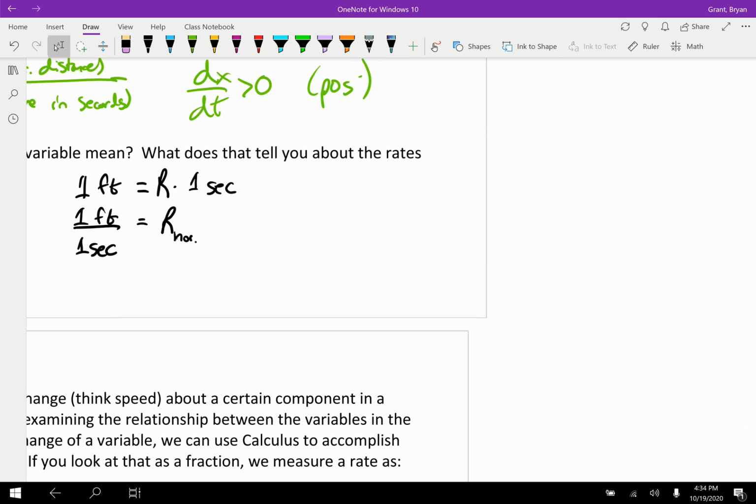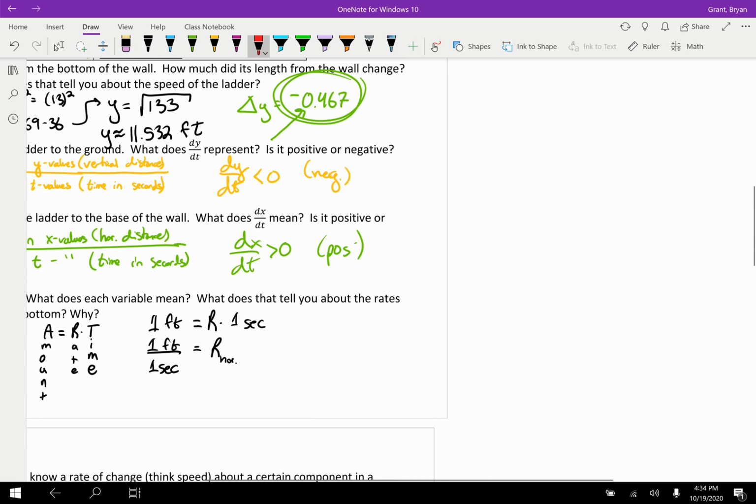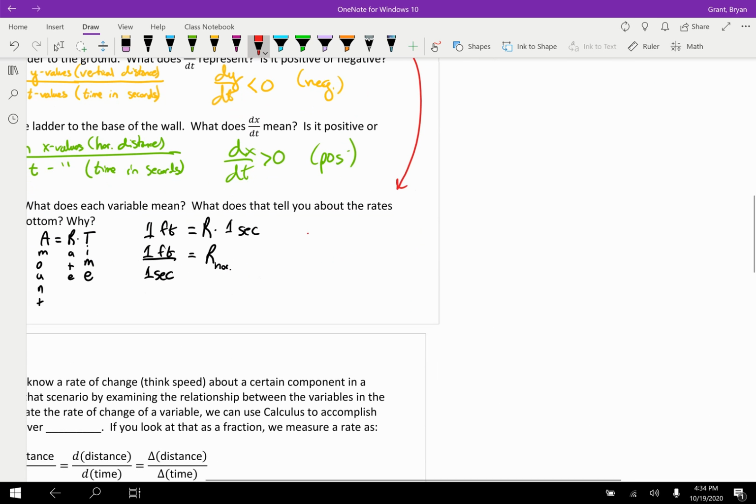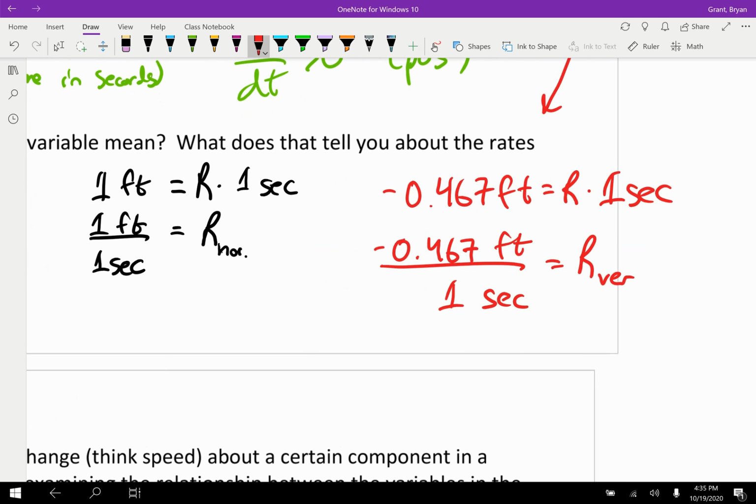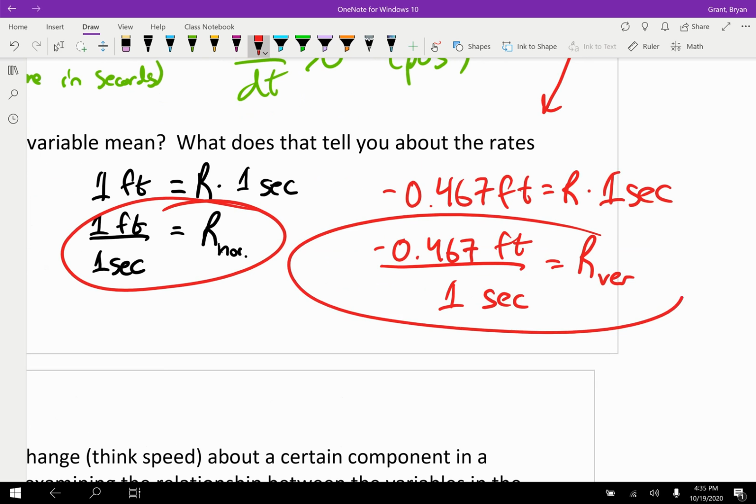However, what if I wanted to look at a second rate, which I'll do in a different color. This is where instead of changing by 1 foot, we changed by, and this is our number up here, negative 0.467 feet. And that tells us it's some rate, but it was times 1 second. If I solve for that rate, I get that my ladder moves at negative 0.467 feet per every 1 second. And here is my rate of the vertical distance. By comparing these two, we can see that these two rates are certainly different.